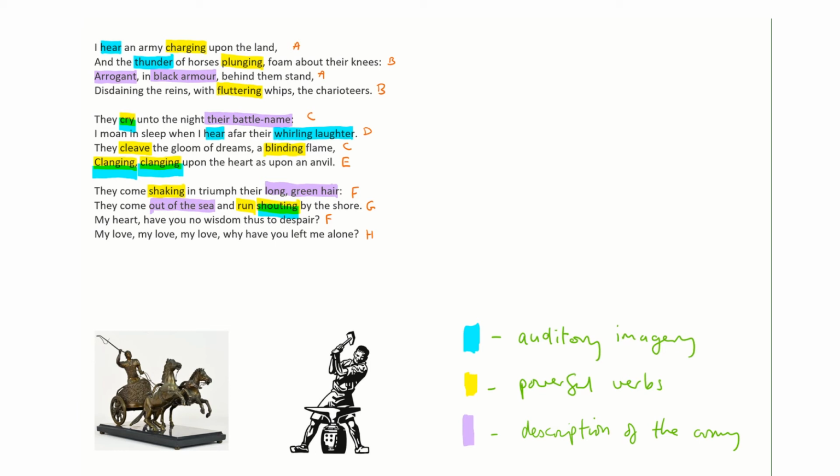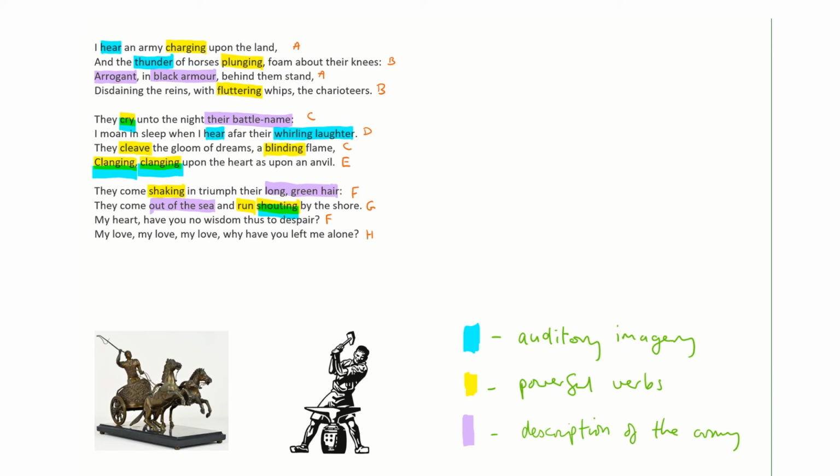And notice as well the visual descriptions here, their long green hair. Is Joyce somehow implying that this army has got some kind of supernatural or at least unnatural element to it? The green hair creates quite a barbaric image perhaps as well, this long green hair. And not only that, but they come out of the sea. So are they even human, or are they in some ways perhaps, I get the image of a kind of half amphibious almost, these half amphibious creatures coming out of the sea. There's no escaping them, and they run shouting by the shore. Again, very striking auditory imagery. This is a very loud poem.